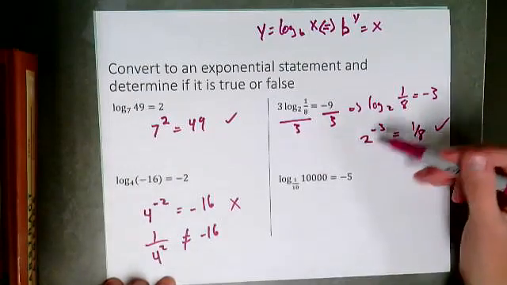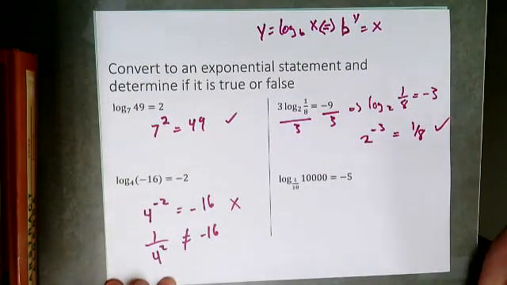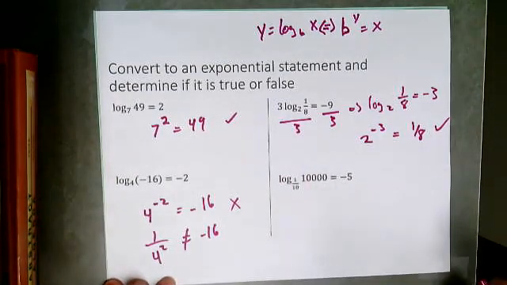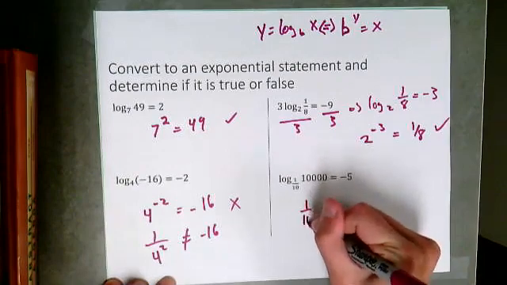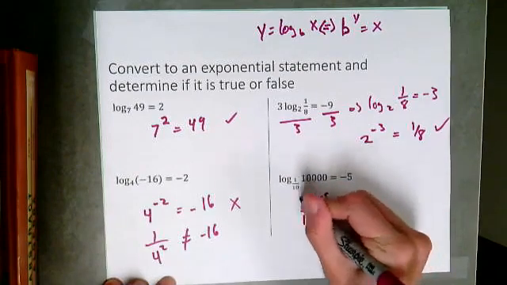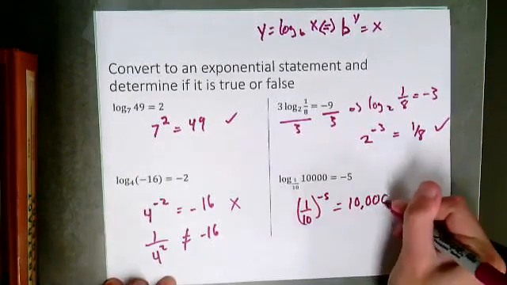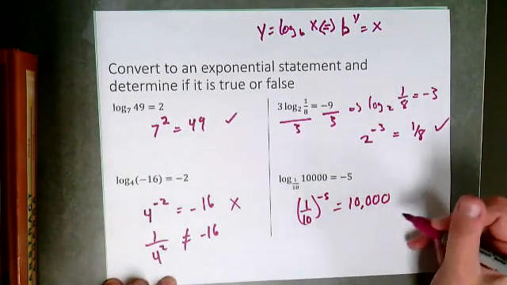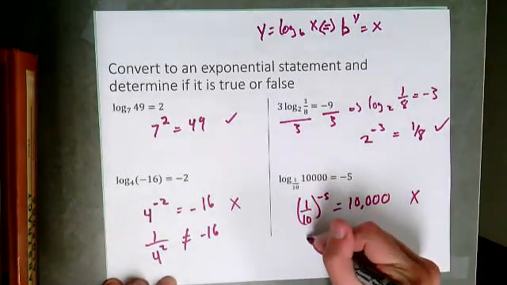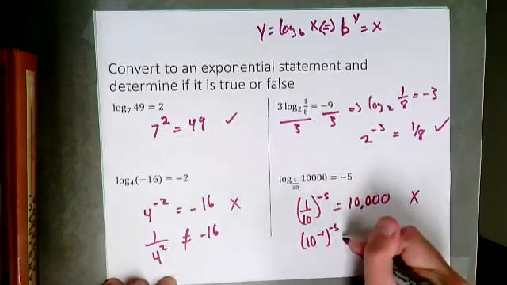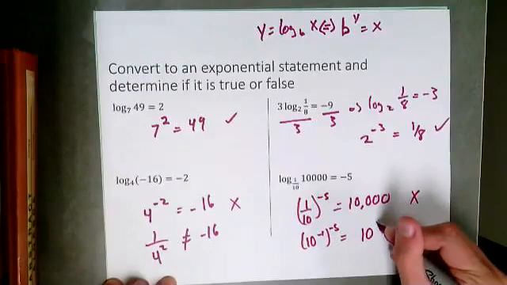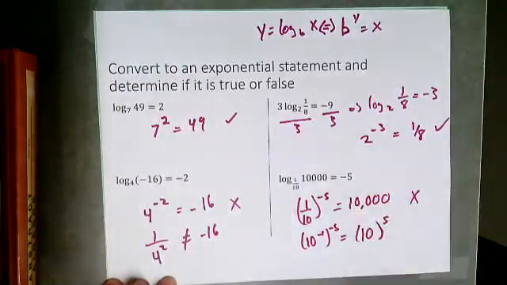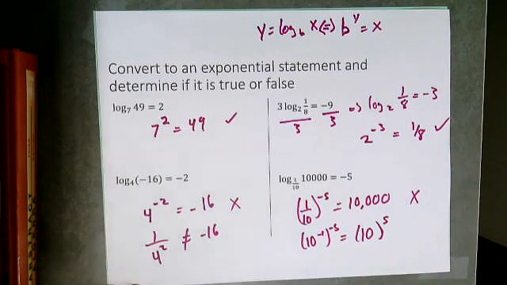Okay. 2 to the negative 3 is just the same thing as 1 over 2 to the 3, which is 1 over 8. Now this guy, log base 1/10, so 1/10 to the negative 5 equals 10,000. Well, that's not true, because this right here is 10 to the negative 1 to the negative 5, which is 10 to the 5, which is not 10,000. So that one is not true either. That one is false. All right.